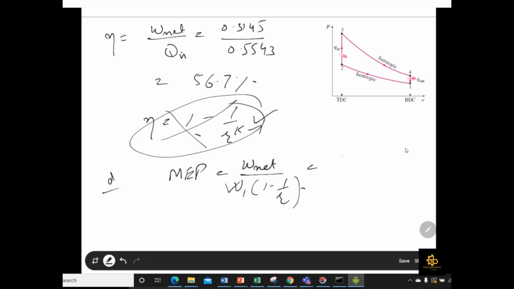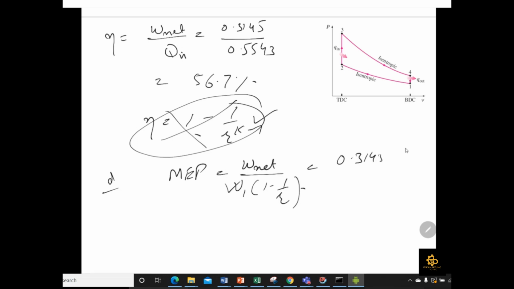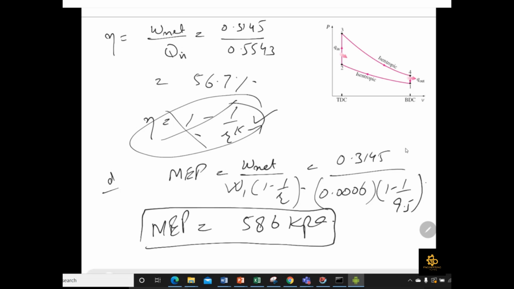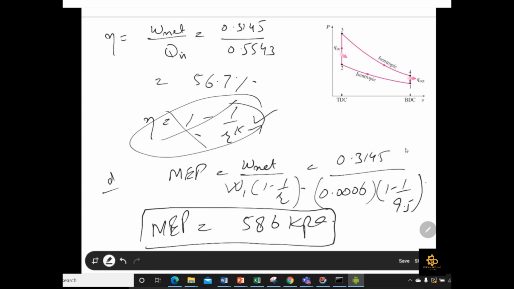W net is known to you, which is 0.3145. This value is 0.006 meter cube, and this is 1 minus 1 over 9.5, which is your expansion ratio. By just solving it, you will get the mean effective pressure as 586 kilopascal. Okay, so this is the solution for your problem whenever a polytropic process is involved. If you have any question, you can ask me, otherwise we can proceed further.